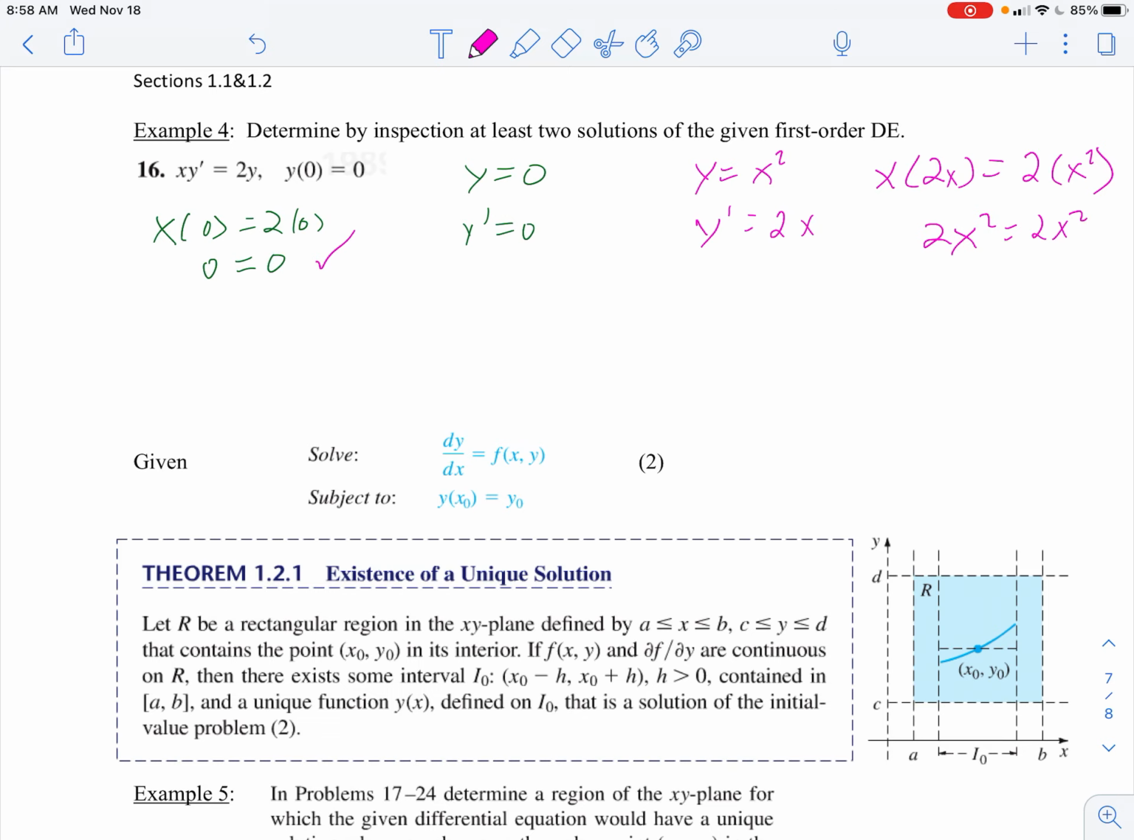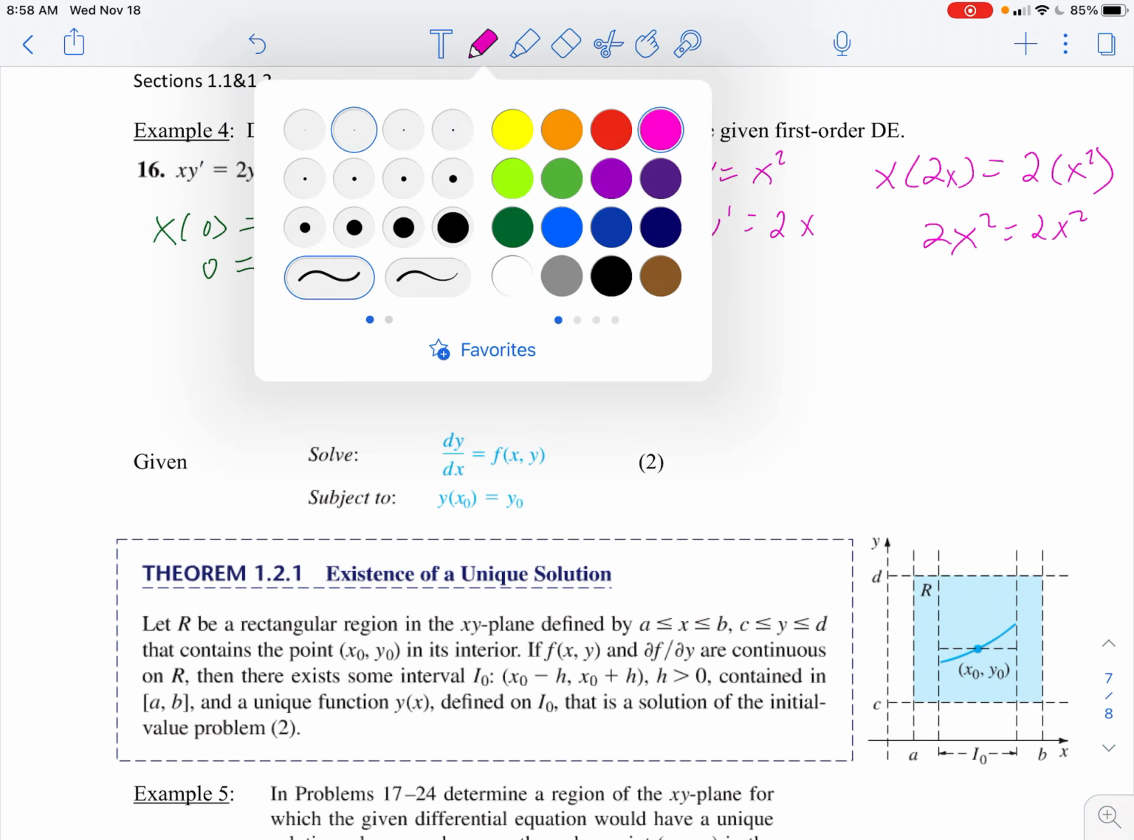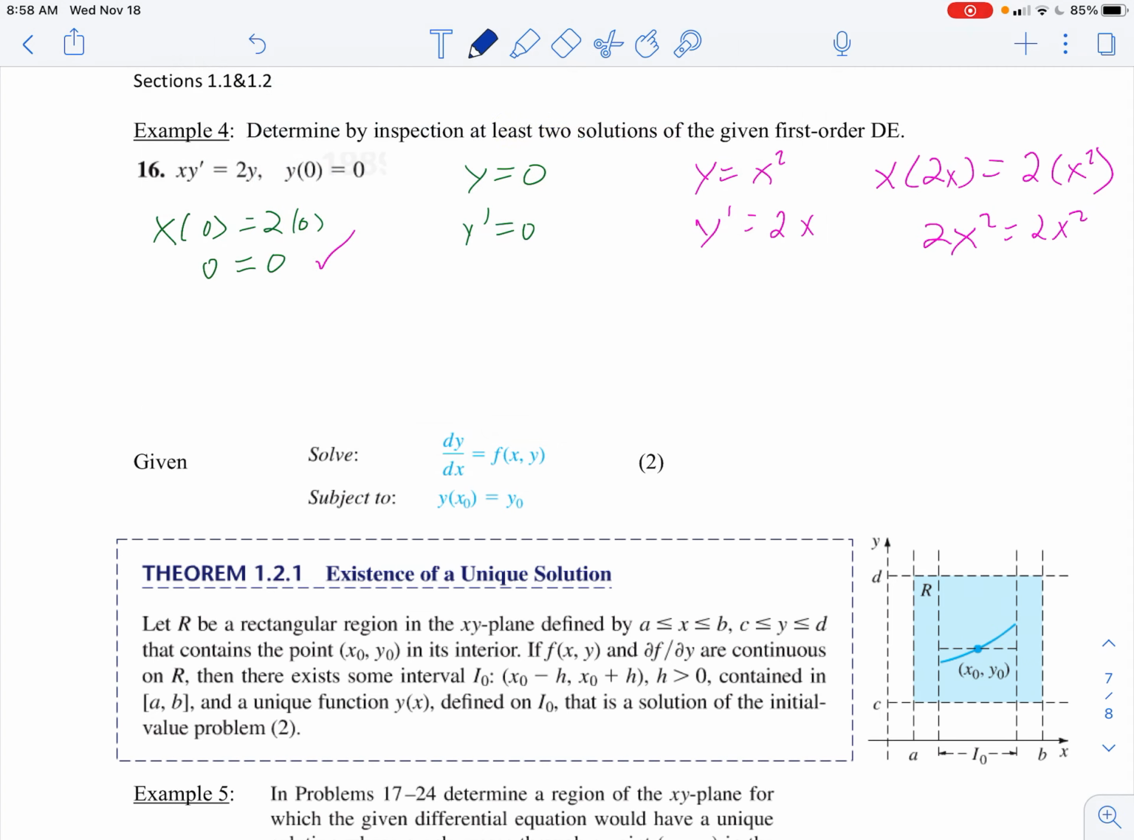And so here we found both. So just by inspection means we're going to look at it and try to figure out what our solution would be. And so here we have our two solutions. All right. Could there be more? Yes. But finding a solution by inspection, it's really just you looking at it and trying to determine, okay, what would the actual solution to this be?